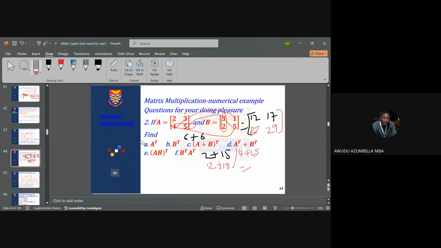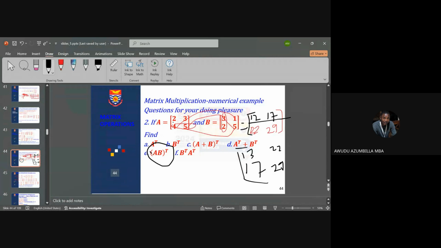Now, after you have finished multiplying, the next thing is that you will take the transpose. I'm talking about this part here. You take the transpose of the multiplication. What do you mean by transpose? The rows become columns, columns become rows. So you can rewrite this one. This one becomes vertical, so you have 12 and 17. And this one also becomes vertical. That is 22 and 29. Okay, so this is what they are asking of here.